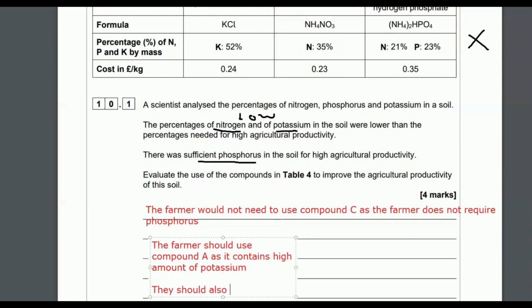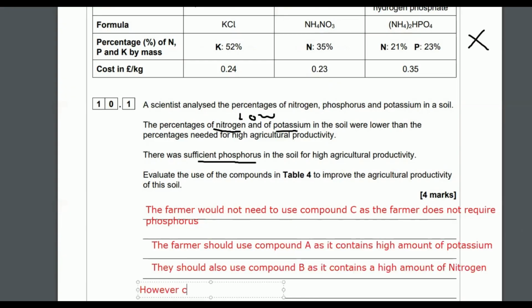So really, your evaluation and conclusion needs to be: use a combination of A and B, because they contain high amounts of potassium and nitrogen. You can't get both with one of them. You can't use A on its own or B on its own. So you need both A and B to get all the nitrogen and potassium that the soil's low in. And they're both cheaper than compound C.